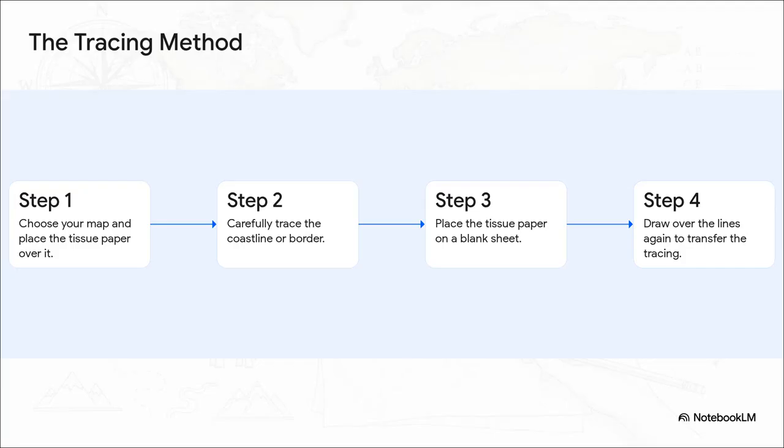So here's how it works. It's a simple tracing method. First, you lay your tissue paper over the map and clip it down so it's secure. Then, you just carefully trace a main feature, like the coastline or a country's border. After that, you lift the tissue paper and move it over to a blank sheet. And here's the cool part. As you draw over your lines again, the pencil on the back transfers a faint outline onto the new page.